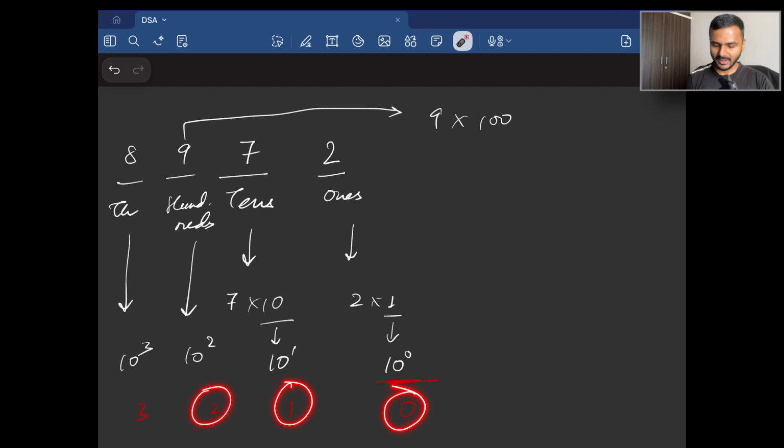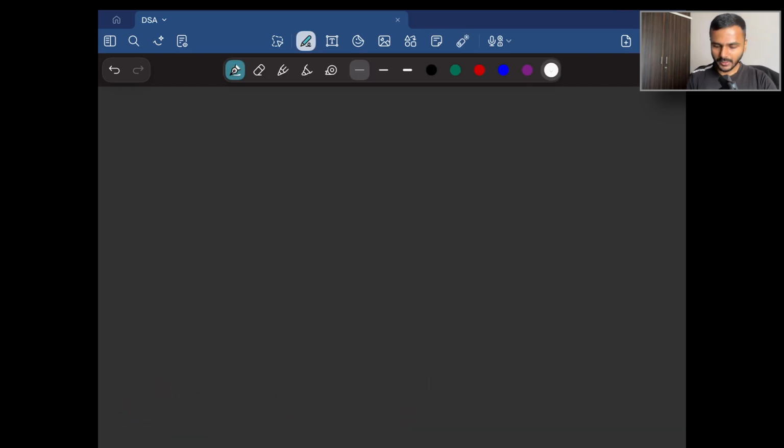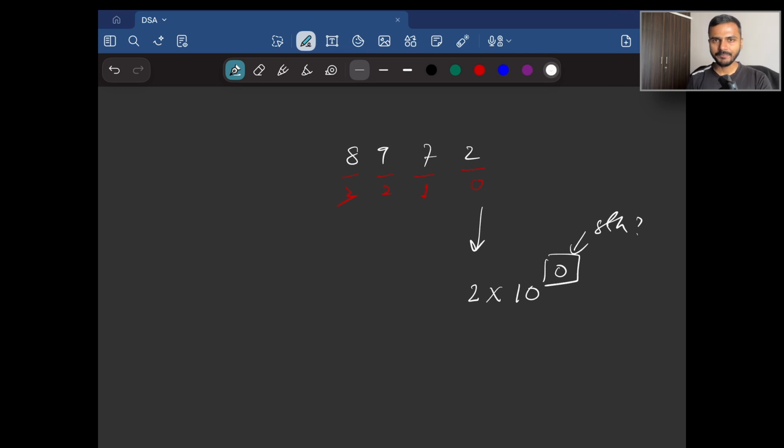This 0 and 1 and 2 and 3 is called the position of that digit in that number. Talking about 8, 9, 7, 2, the position of 2 is 0, of 7 is 1, of 9 is 2, of 8 is 3. And that is why, if we were to find the value of 2 in 8972, we do this. We use a digit and then multiply it with 10 raised to something. And this something is actually the position of that digit in that number.